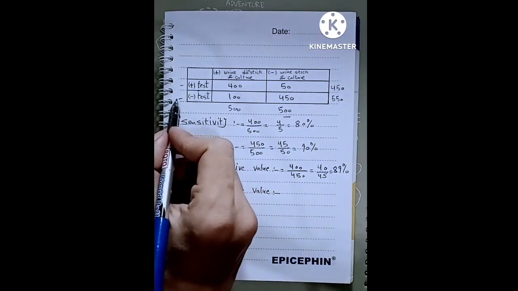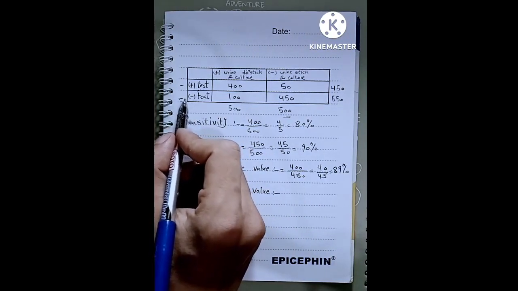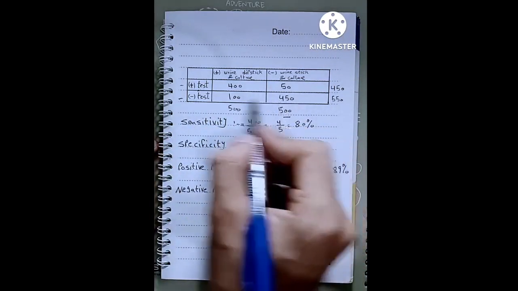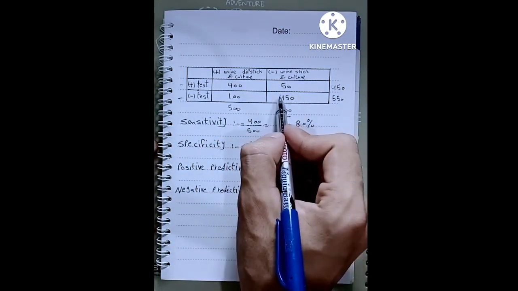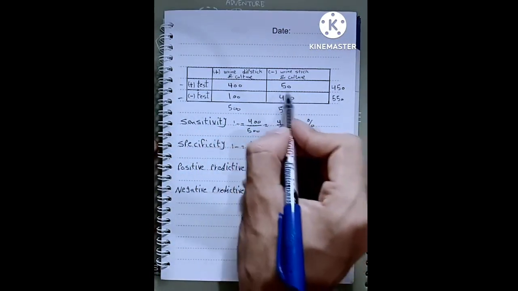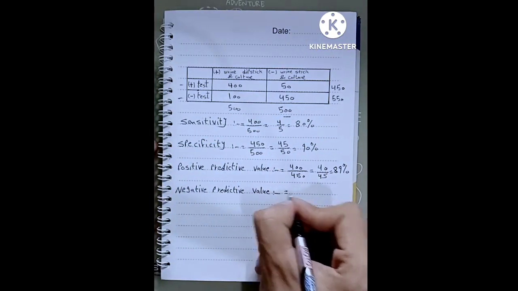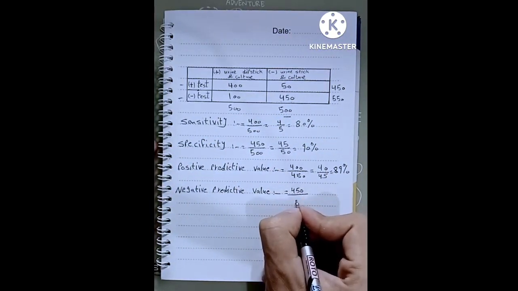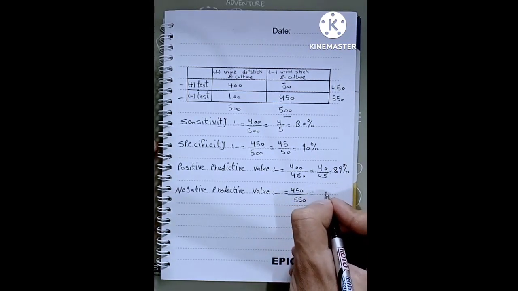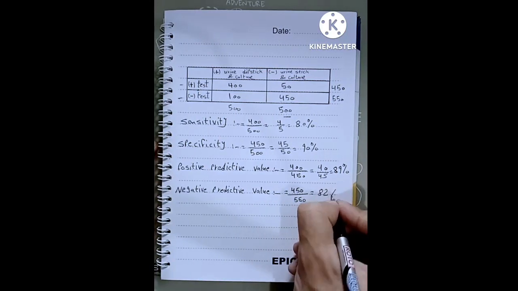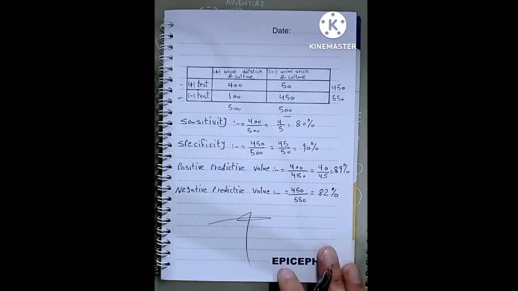Okay, negative predictive value. If you got a negative result on the new test, how likely is it that you really don't have the disease? How likely would you be here? If you got a negative result, you can be either here or here. So it equals 450 divided by the sum of that, which is 450 divided by 550. When you calculate that, you will get 82%.